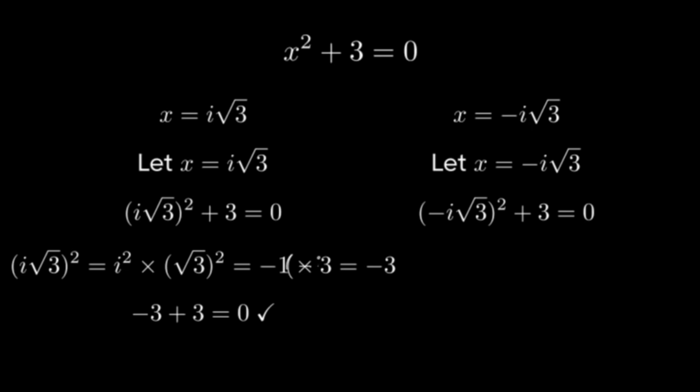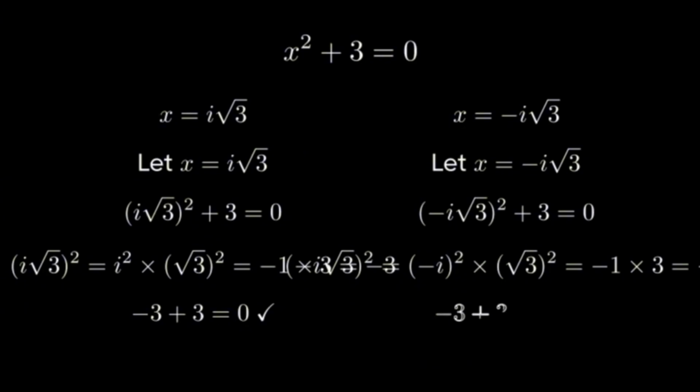When we calculate the square of negative i root 3, we get negative i squared times root 3 squared. Interestingly, negative i squared also equals negative 1 because the negative sign gets squared as well, giving us positive 1, and then multiplied by i squared, which is negative 1. So we again get negative 1 times 3, which is negative 3. Substituting back into our equation, we get negative 3 plus 3 equals 0, which is also true. This verifies that negative i root 3 is also a valid solution to our equation.